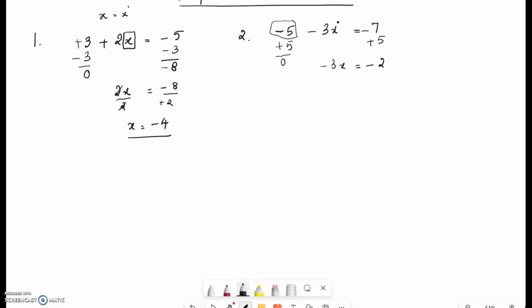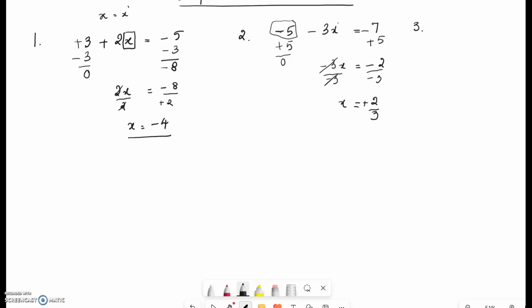So now what we do next is divide both sides by negative 3, because we need to get rid of the negative 3, and cancel the negative 3's and you get x by itself, and that's equal to, 2 negatives make a positive, whether it's multiplication or division, so it becomes positive 2/3.